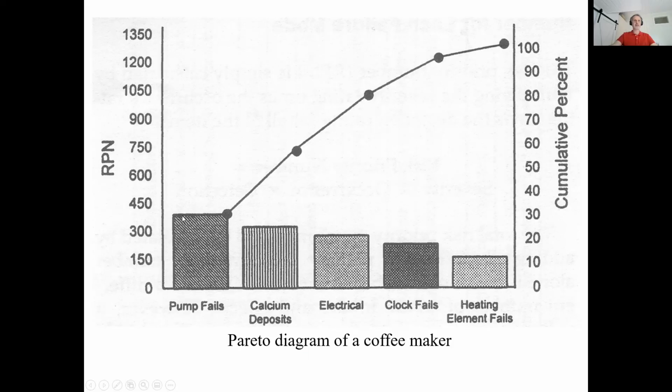So the pump fails, it has something like 300. Then calcium deposits, this is closer to 400, 300 and something. Also this one, this is something like 250 maybe, and this is let's say 200 or whatever. So now you can think that okay, let's work on these 2 and leave these. And then there's always, or quite often, this cumulative curve, so just summing up these. And maybe this is not the best example.